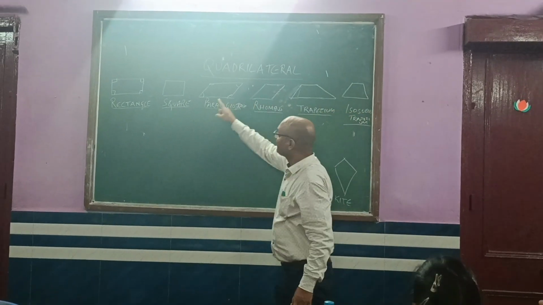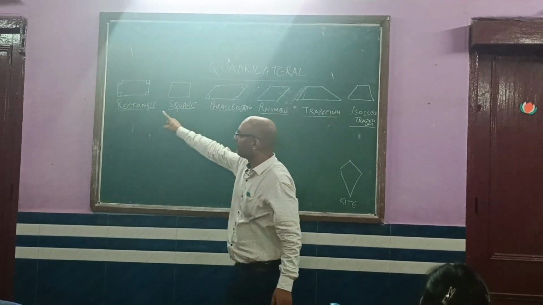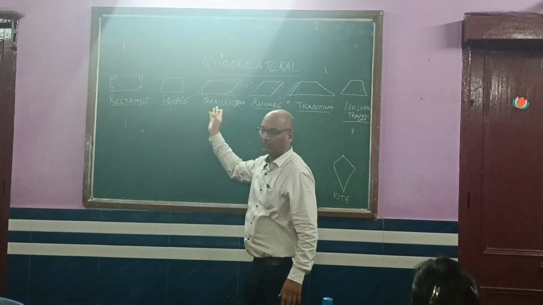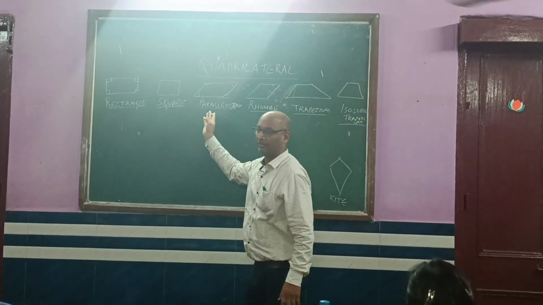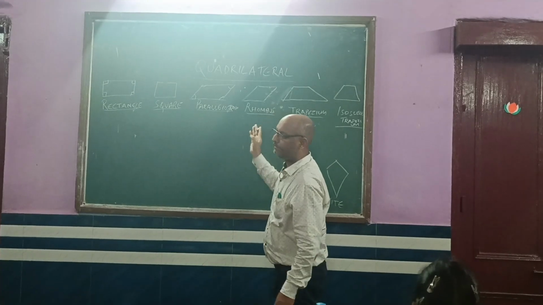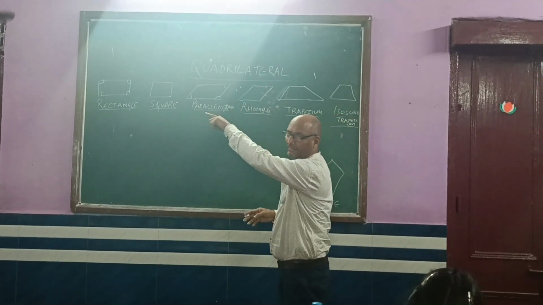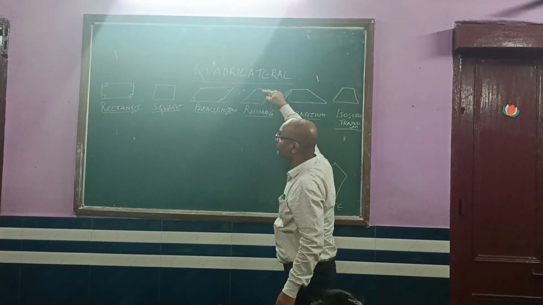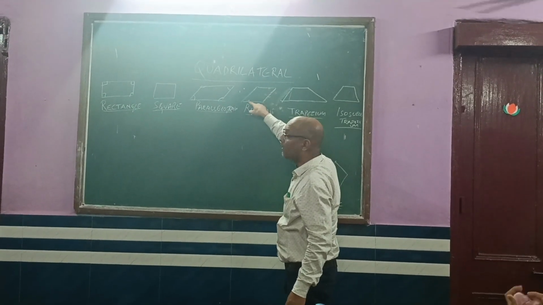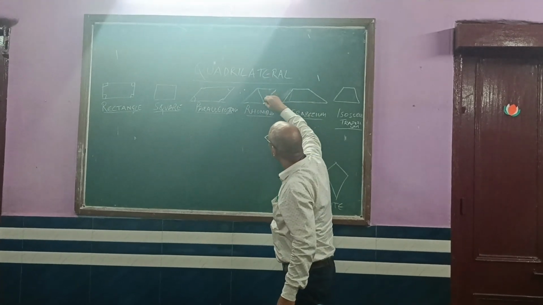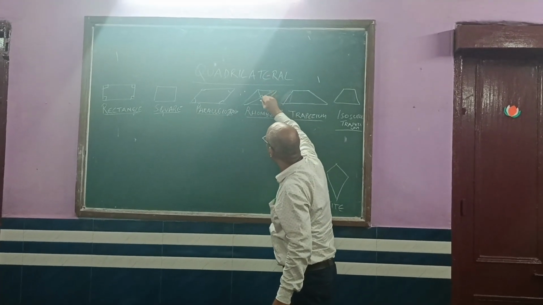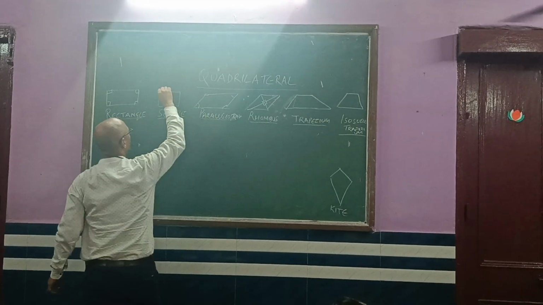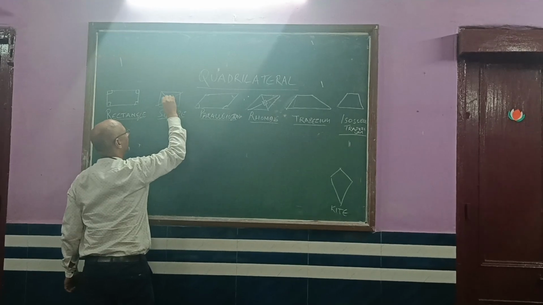Rhombus. Rhombus is the brother of square. Parallelogram is the brother of rectangle. They are twins. He is the bigger one, he is the smaller one. So a rhombus is a quadrilateral whose all sides are equal. Opposite sides are parallel. No angles are 90 degree. And diagonals bisect each other at 90 degree. In these two cases, diagonals bisect each other at 90 degree.